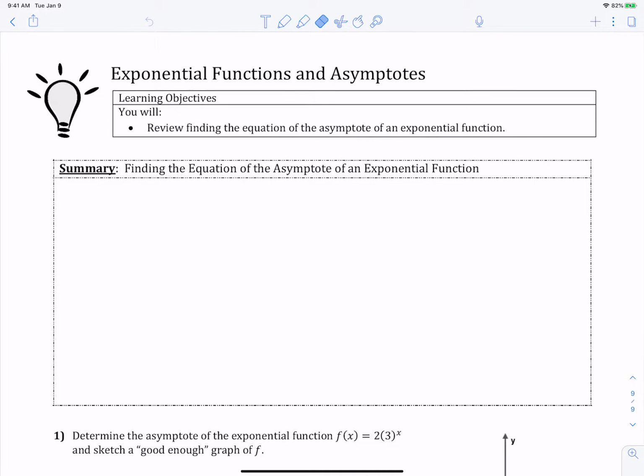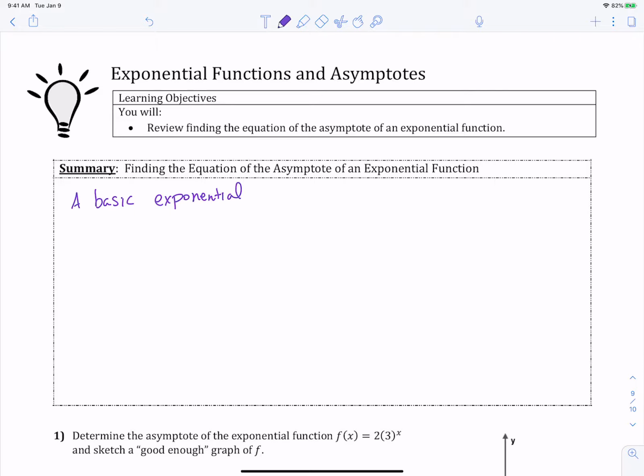In this video, we're going to give a brief overview of exponential functions and their asymptotes. So this is going to be a quick review of what we know about exponential functions and their asymptotes.